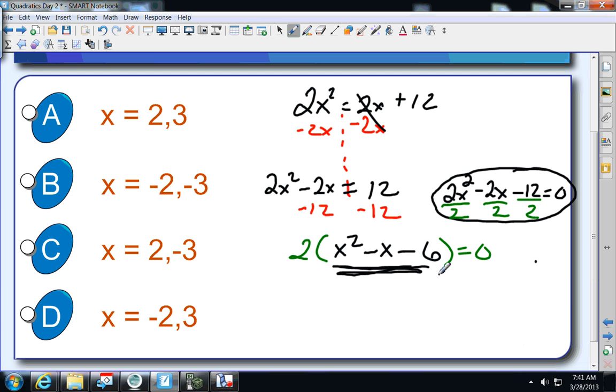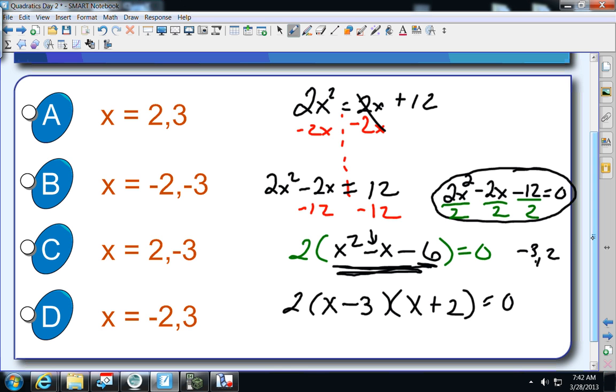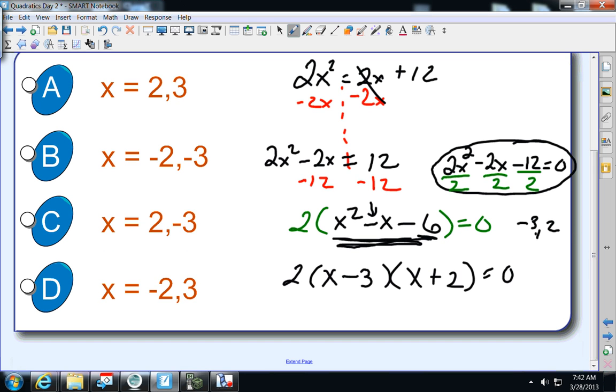So from here, when I'm trying to factor it, the 2 does stay in front of it. And I'm going to do this without the box. I'm going to go through the process. The x squared I know splits up as x and x. I need the factors of negative 6 that add up together to give me negative 1. That's going to be negative 3 and 2. So it's going to be x minus 3 and x plus 2. Again, you guys need to make sure you know how to factor and go back over the other unit if you don't.